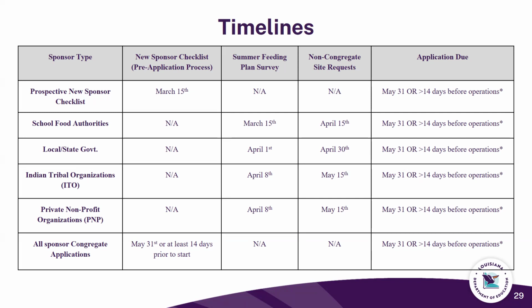private nonprofit organizations. Another important thing to note here is the application. The applications are open. The due dates for these applications are May 31st or at least 14 days before operations. So if you're planning to start in the first week of June, do not submit your application on May 31st. Make sure you give it at least 14 days prior to the date that you're planning to start operating.